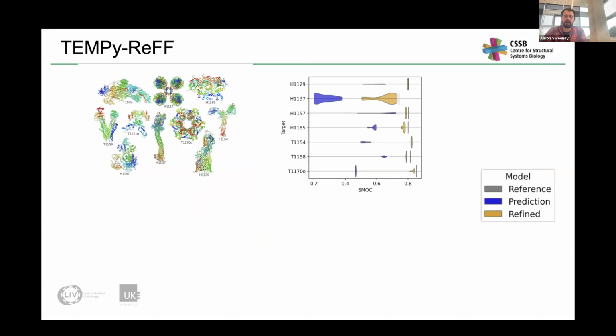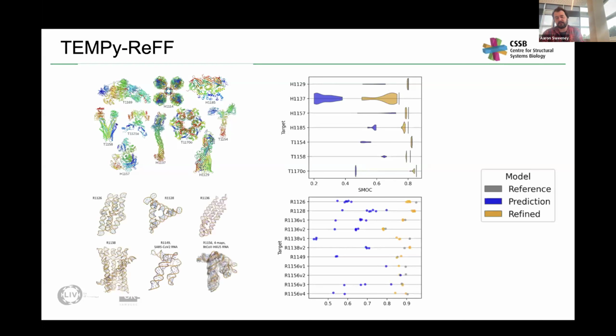We tested TEMPy-ReFF in CASP15. So here we've got a bunch of CASP15 targets. These were mostly multimeric structures, some of them quite large. And what you can see is the predictions often have low fit to the density according to SMOC scores. SMOC is like a local correlation measure. When you plot the distribution of SMOC scores for a set of predictions, we can see that they're generally lower. But after refinement using TEMPy-ReFF, we have SMOC scores which are much closer to the SMOC scores of the targets provided by the experimentalists.